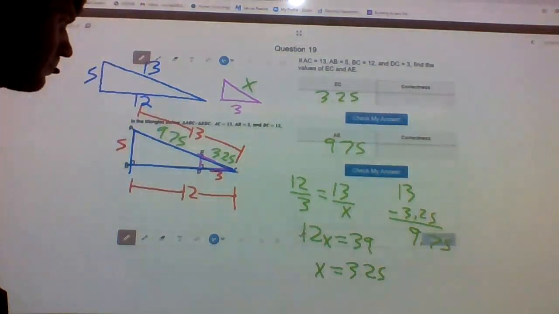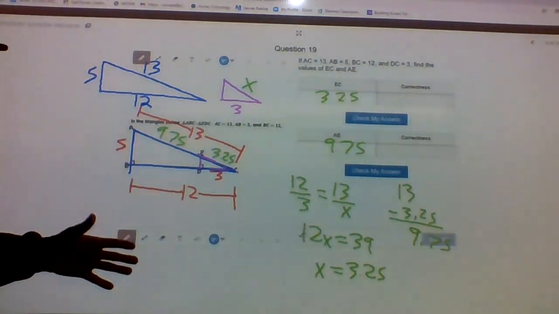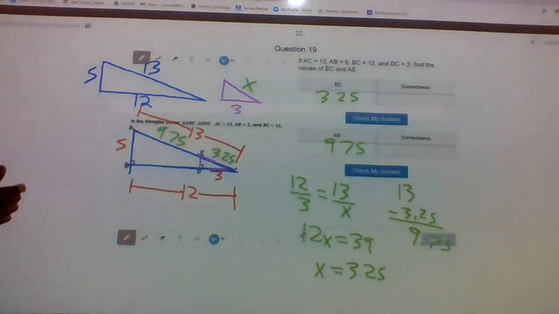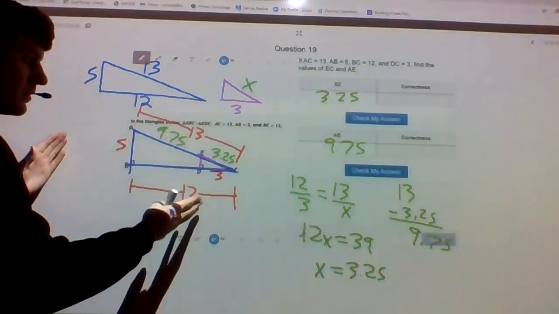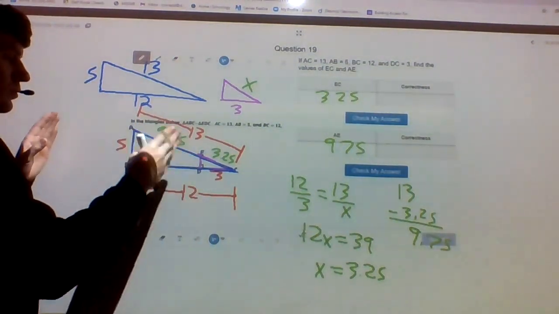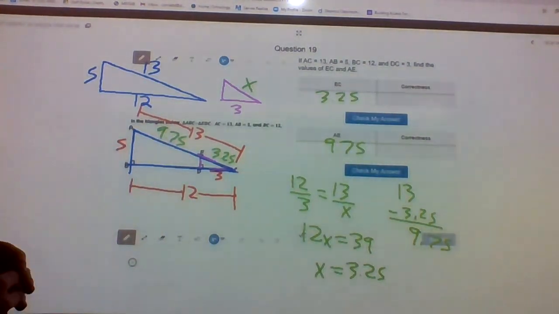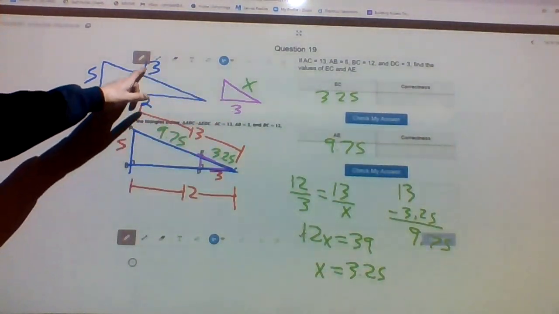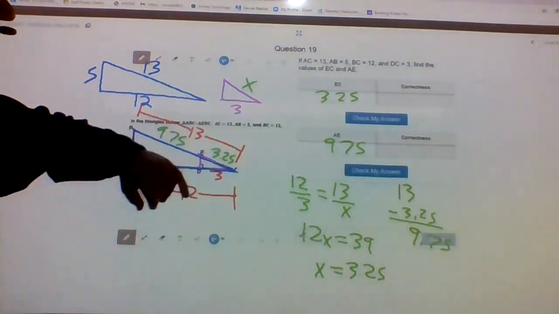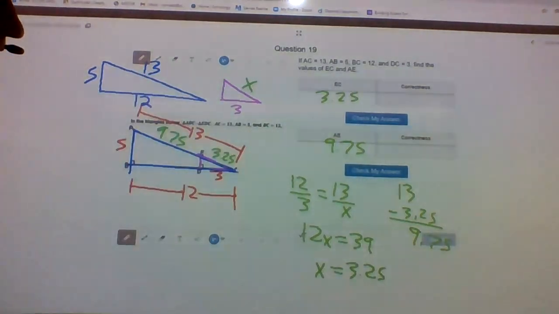So again, I can't stress enough. On the last one, it was so much shorter to not redraw the triangles. But on a problem like this, and the problem that's going to be on the test, just redraw the triangles. It doesn't take a lot of time. It doesn't take a lot of effort. It really helps you out just to see them differently. Once you see them like this, you can easily see, okay, 12 matches with 3, 13 with x.